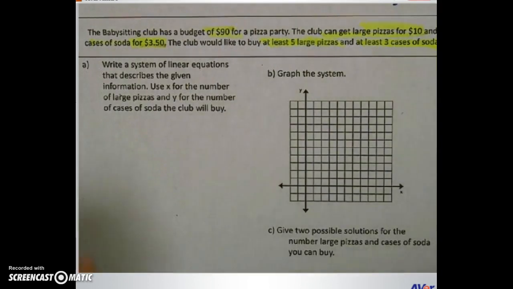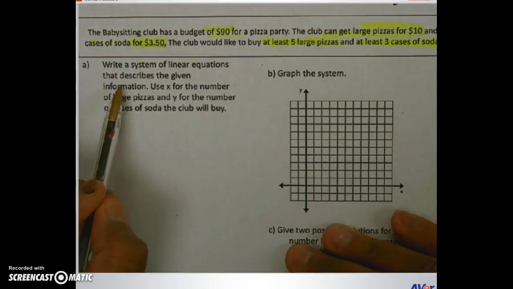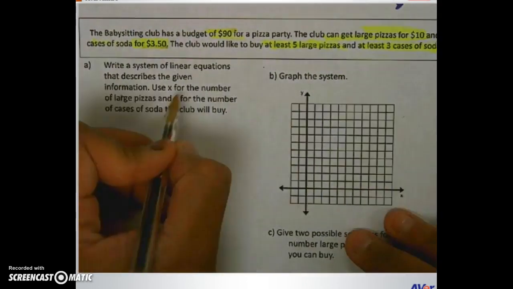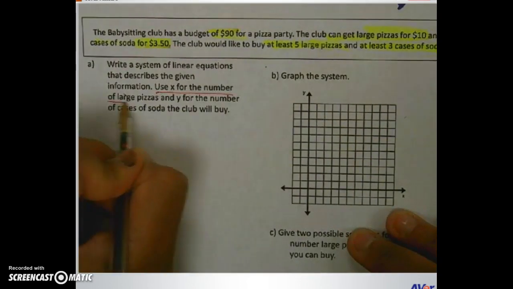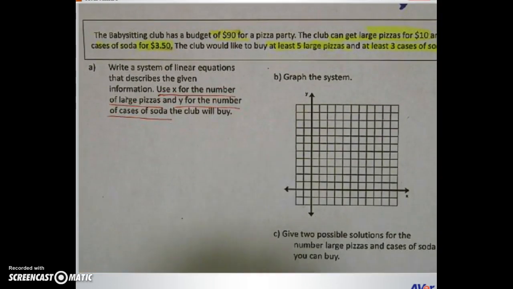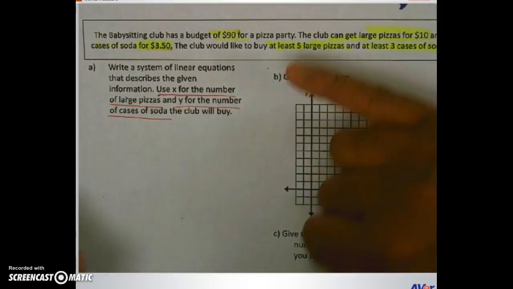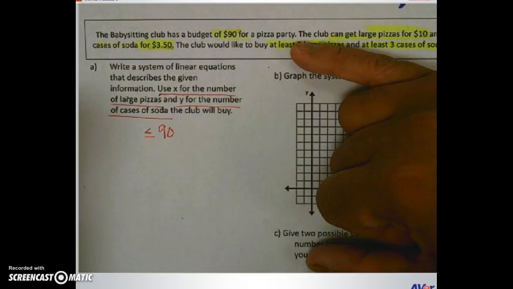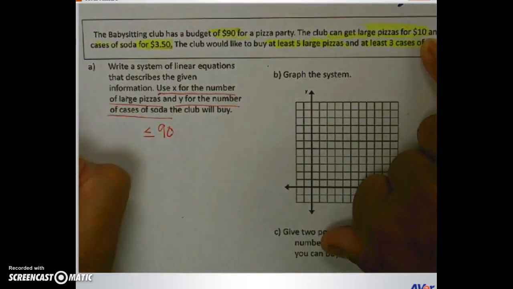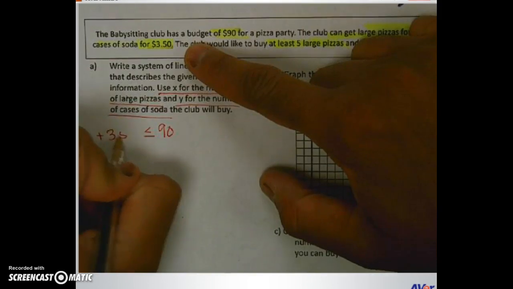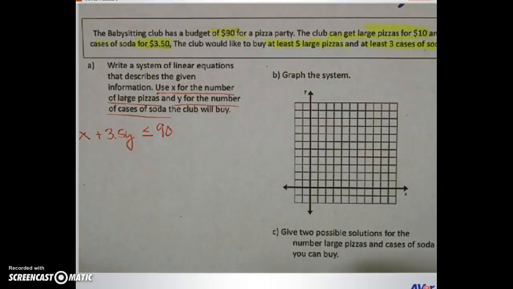So we have some constraints here, which are kind of important. Letter A, write a system of linear equations, or inequalities, excuse me, for the information. They've already defined my variables. Use X for the number of large pizzas and use Y for the number of cases of soda that the club will buy. So the first one, we've got some money constraints here. We have a budget of $90. So whatever I buy has to be less than or equal to 90 bucks. Well, what am I buying? I'm going to spend $10 for every pizza, X, plus I'm going to spend $3.50 for every Y. Cool. What else do I know?